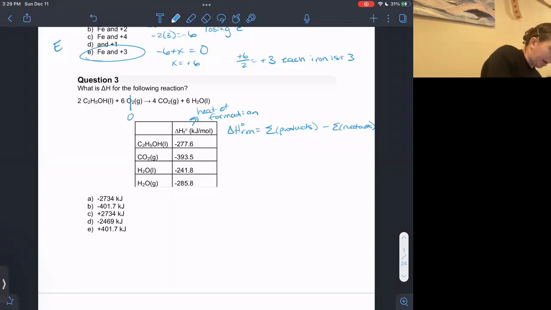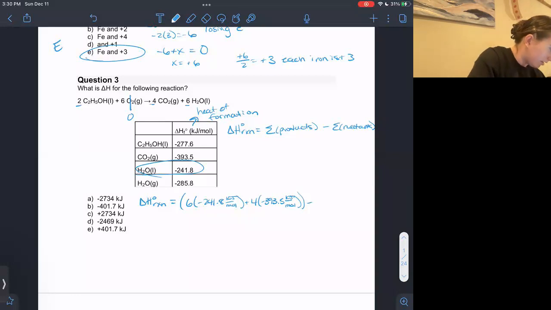Then I know that I have my coefficients. So when I do delta H naught, my products have to go first. That's going to be 6 times the heat of liquid water, negative 241.8 kilojoules per mole, plus 4 times carbon dioxide, negative 393.5 kilojoules per mole. And then minus the sum of my reactants, which is just C2H5OH, 2 times negative 277.6 kilojoules per mole.